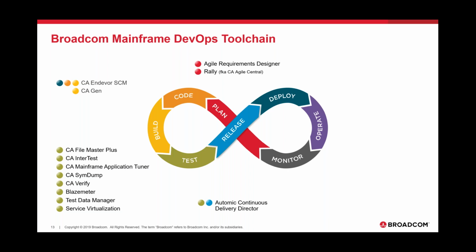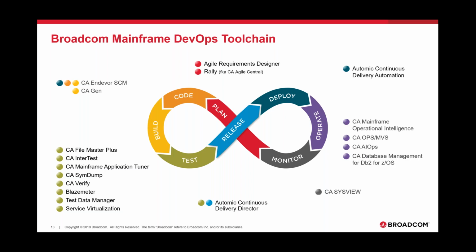On the release and deploy side, we have the Atomic products, so continuous delivery director and continuous delivery automation. Many of your enterprises may be using these tools, and if so, we've worked with these tools to integrate mainframe, which we'll talk about in a few slides. And then, of course, on the operation and management side, this is where our heritage in mainframe really shows through. We have quite a number of market-leading tools on both the operation side, tools like Ops/MVS, and on the monitor side, like SysView and NetMaster. So you can see we have a rich set of tools that both on the distributed side and the mainframe, our customers can leverage.